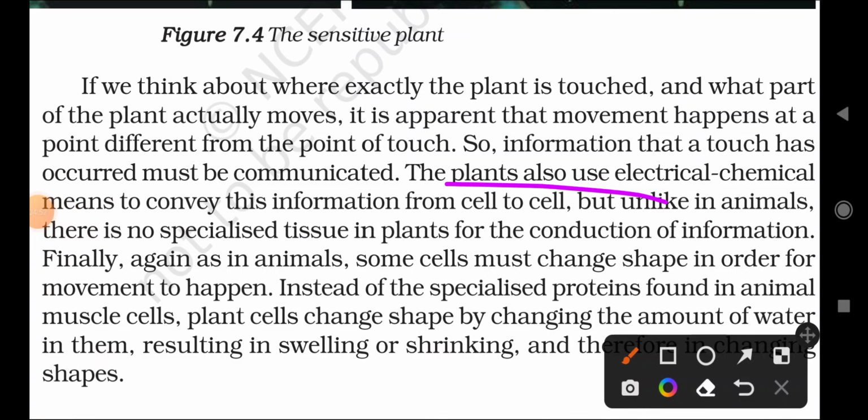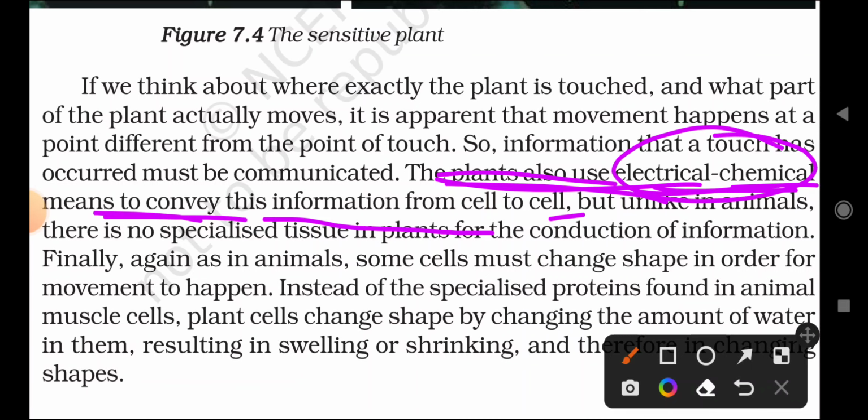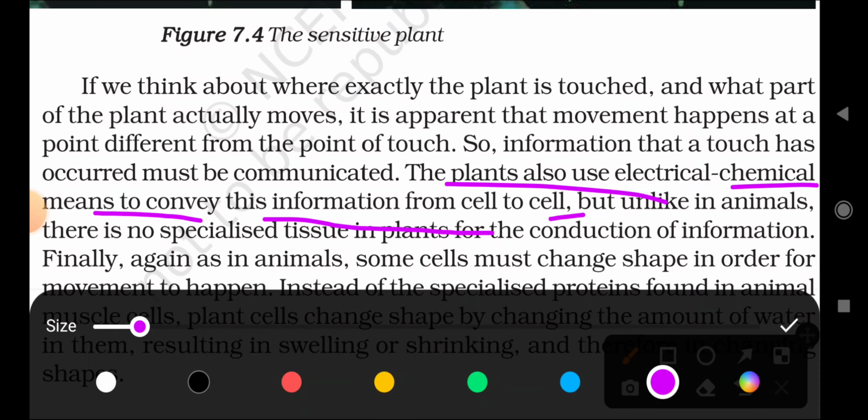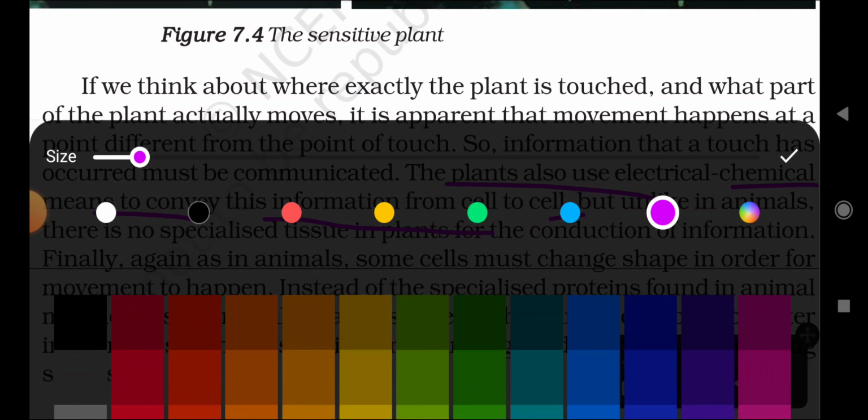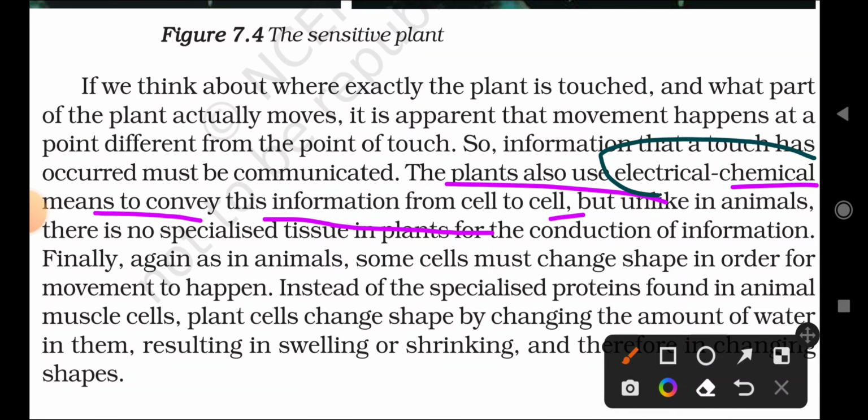The plant also uses electrical-chemical means to convey this information from cell to cell. Again, important to remember: which method do plant cells use to communicate? The electrical-chemical method, to convey the message from cell to cell. Remember that, the electrical-chemical method.